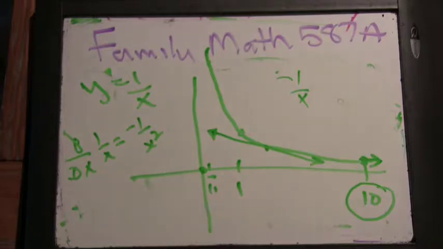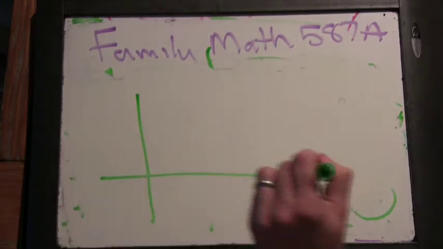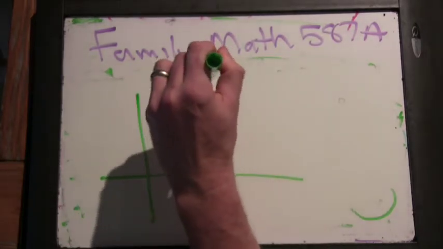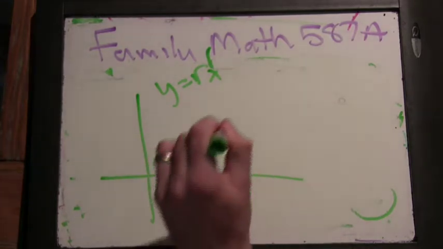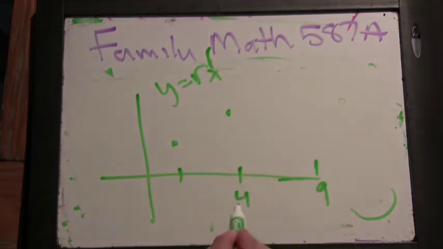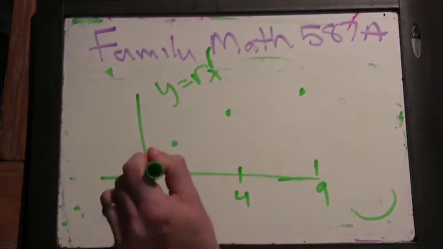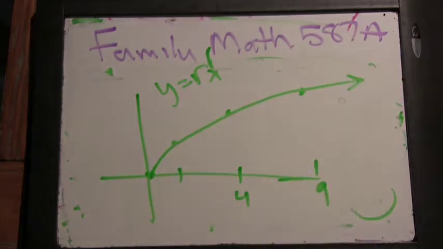Okay? Now let's look at a graph of y equals, sorry, not 1 over x, square root of x. At 1, that's also 1. At 4, it's 2. At 9, it's 3. And at 0, it's 0. So this sort of goes like this. It looks like half of a sideways parabola.